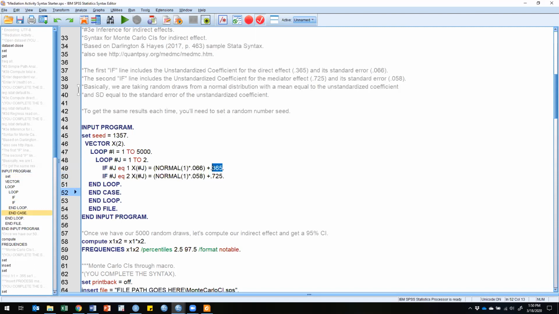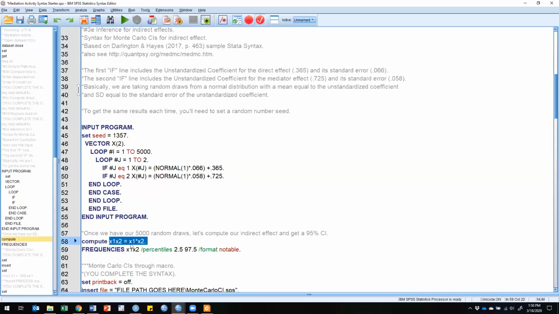You would include the coefficient estimate here for the mean of this normal distribution, and then you would use the standard error as the variance of the normal distribution. Basically, we're just going to create a new data set where we sample out of a normal distribution with a mean of 0.365 and a standard deviation of 0.066. We're going to do that 5,000 times and then compute the indirect effect.